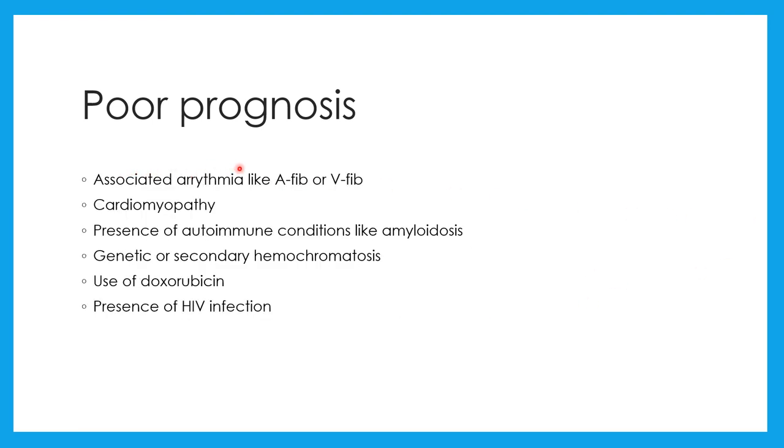The prognosis will be poor when there's associated arrhythmia like atrial fibrillation or ventricular fibrillation, when there's cardiomyopathy or presence of autoimmune conditions like amyloidosis. The prognosis is poor. Why is that? They are difficult to treat. They are difficult to handle. Genetic or secondary hemochromatosis, the use of doxorubicin. Doxorubicin should not be part of poor prognosis. You just stop it and change to another capable medication. Presence of HIV infection, because you can't cure it.